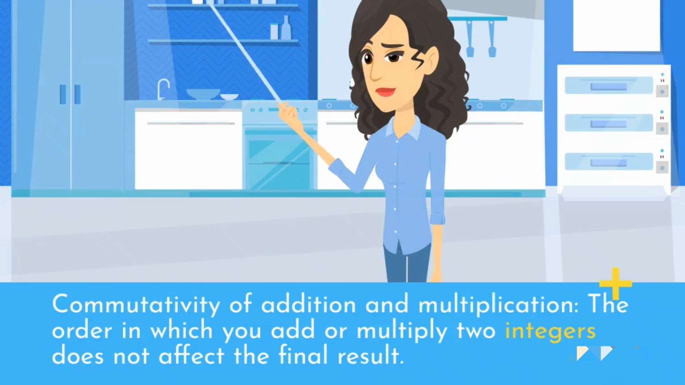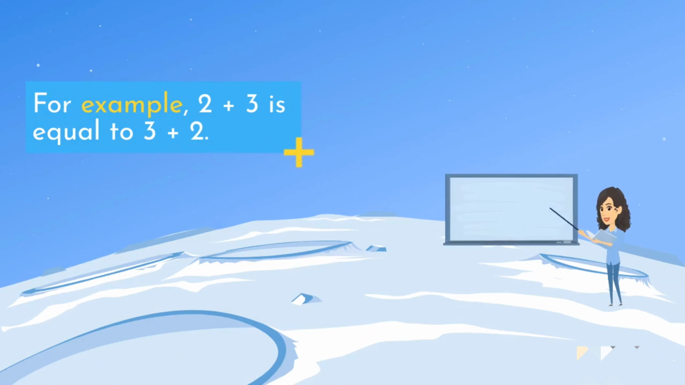Commutativity of addition and multiplication. The order in which you add or multiply two integers does not affect the final result. For example, 2 plus 3 is equal to 3 plus 2.